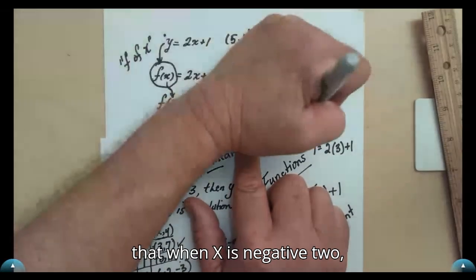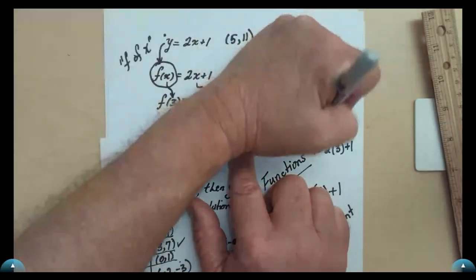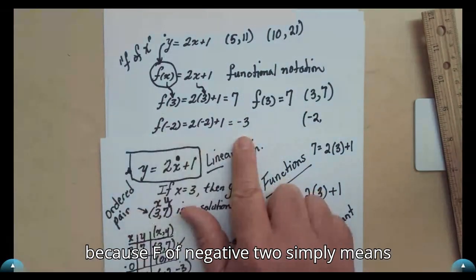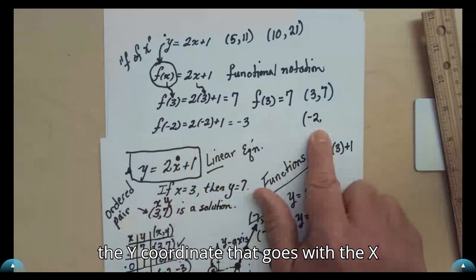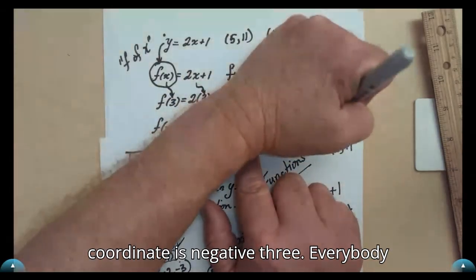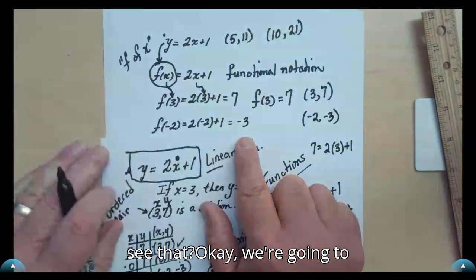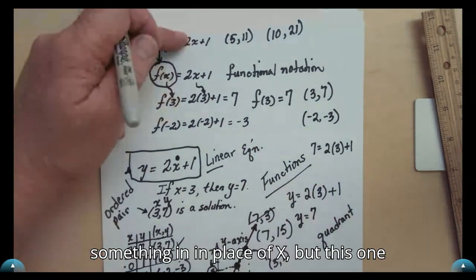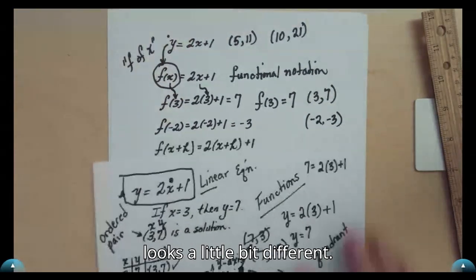That tells me that when x is negative 2, the y coordinate that goes with it, because f of negative 2 simply means the y coordinate that goes with the x coordinate negative 2. So that y coordinate is negative 3. Everybody see that? Okay, we're going to do one more of these where we just plug something in place of x, but this one looks a little bit different.